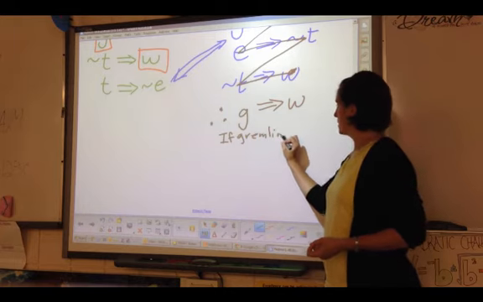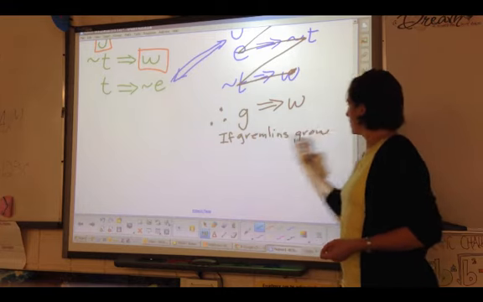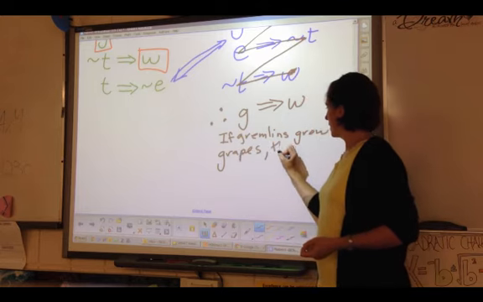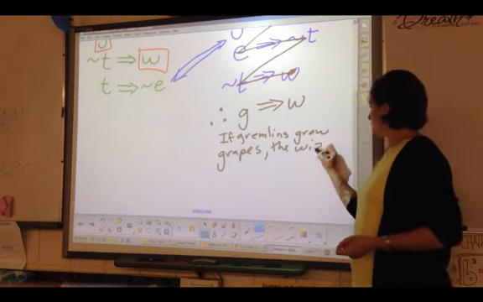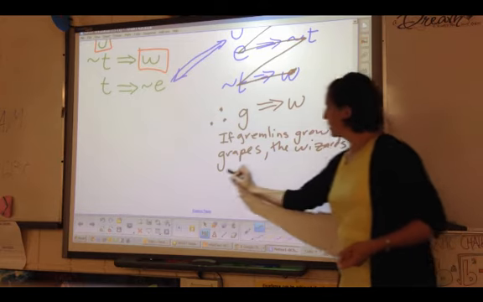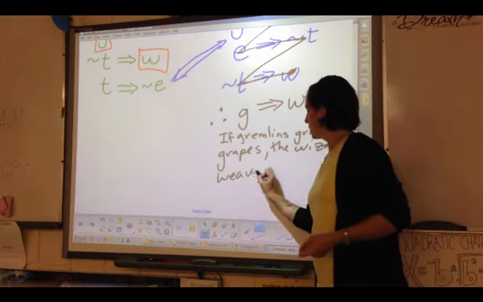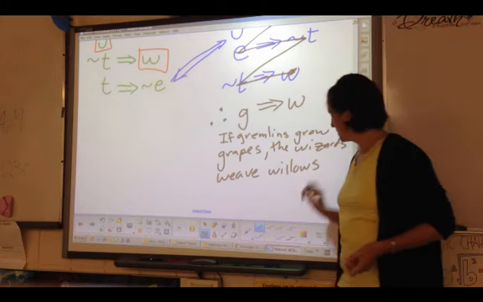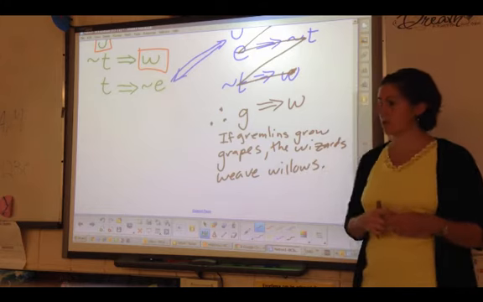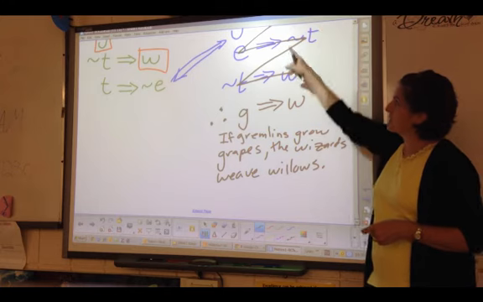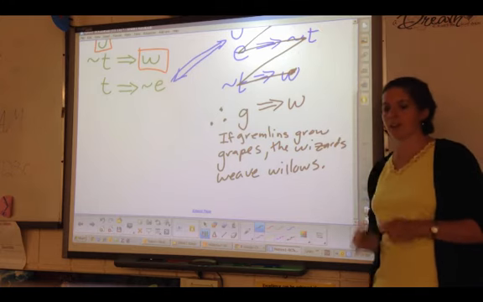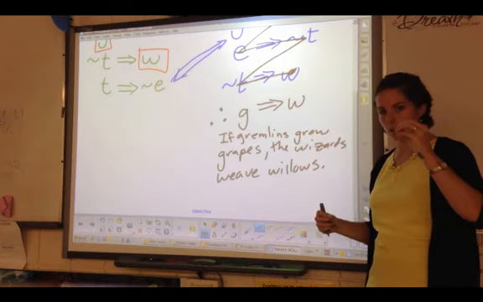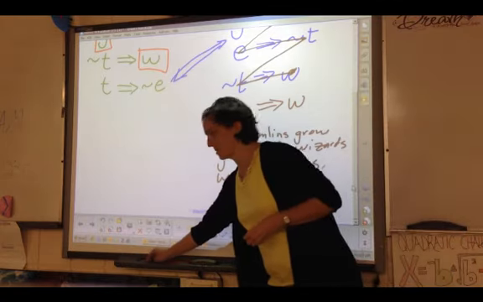If gremlins grow grapes, then wizards weave willows. My chain rule is what got me there. This is the chain rule, that they made a chain of information so that I could say the beginning and the end are implied, or the beginning implies the end.